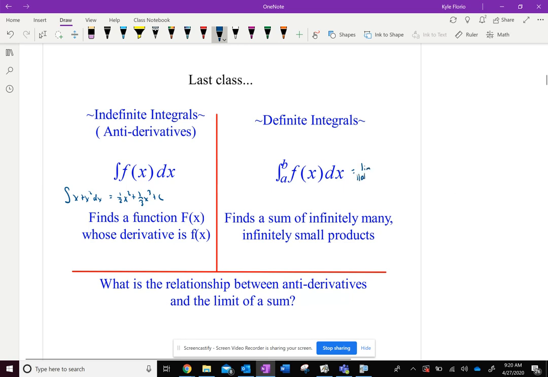So you take a bunch of rectangles, and then the width of each rectangle approaches 0. That was the norm. You could think of it as n approaches infinity. And we took the limit of the sum from one rectangle to n rectangles of f of ci delta x. And somehow there's a relationship between these two things. And that's what the fundamental theorem of calculus is. So what is that relationship?